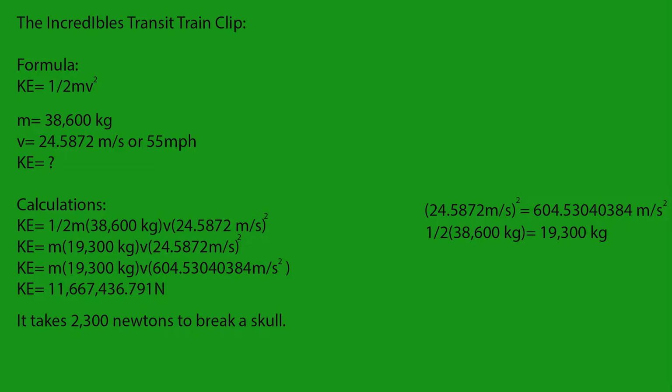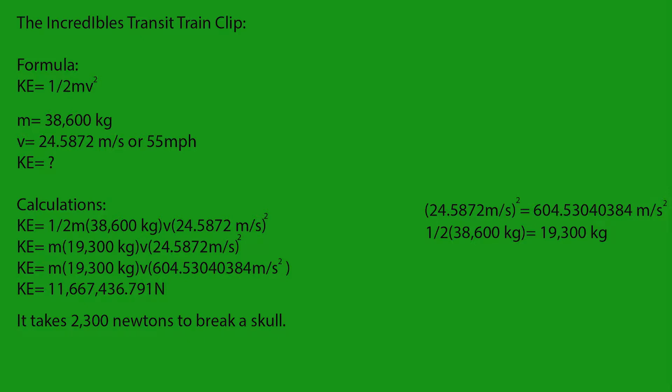Let's find the kinetic energy of the transit train. The formula for kinetic energy is 1/2 mass times velocity squared. The mass of the transit train is 38,600 kilograms. And the velocity of it is 24.5872 meters per second, or 55 miles per hour. Let's jump right into the calculations.